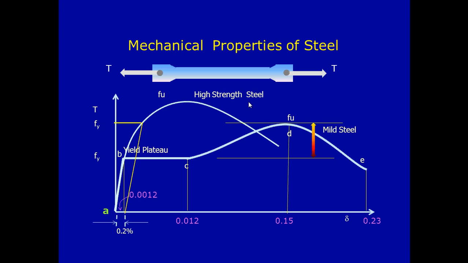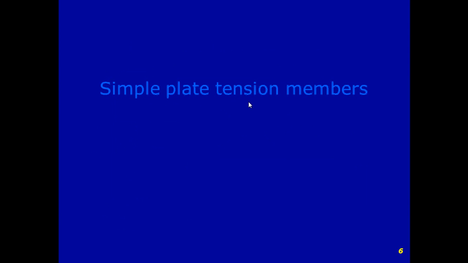This is the reserve strength in case of mild steel bars, and this is the reserve strength in case of high strength steel bars. As we can see, the reserve strength of the mild steel bar is more than the same for the high strength steel bars.